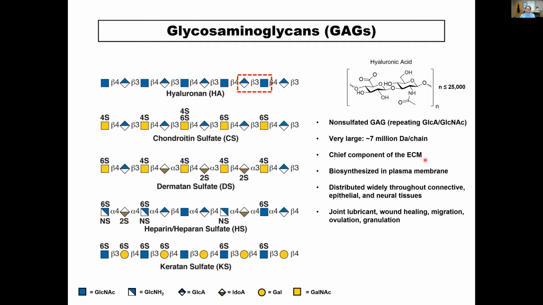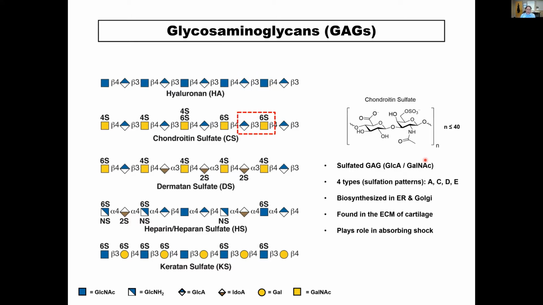HA is distributed widely through our connective tissue, in between our joints, as well as epithelial and neural tissues. So what does it do? It functions as a joint lubricant. It's able to attract water, and so it works as a shock absorber and as a joint lubricant. But it also functions in wound healing, cell migration, ovulation, and granulation. And again, it's a key structural component of the extracellular matrix.